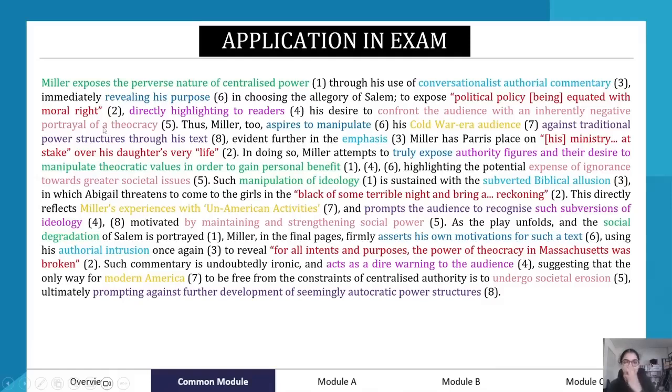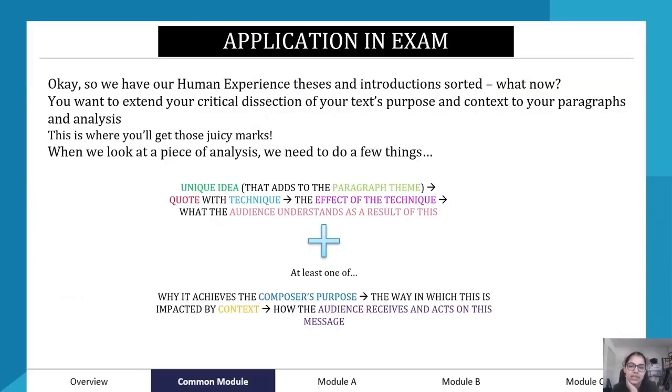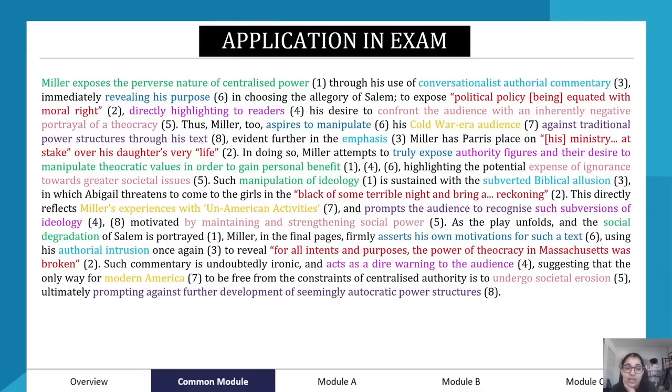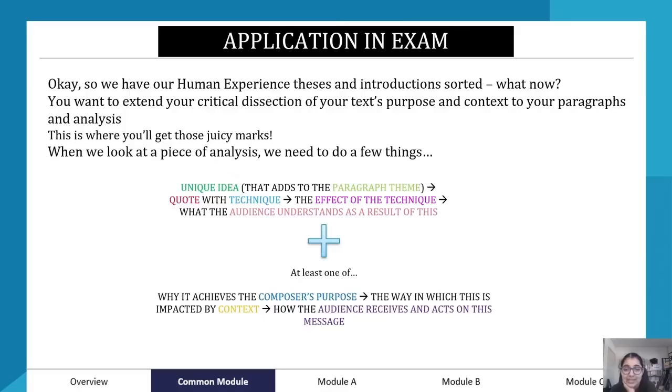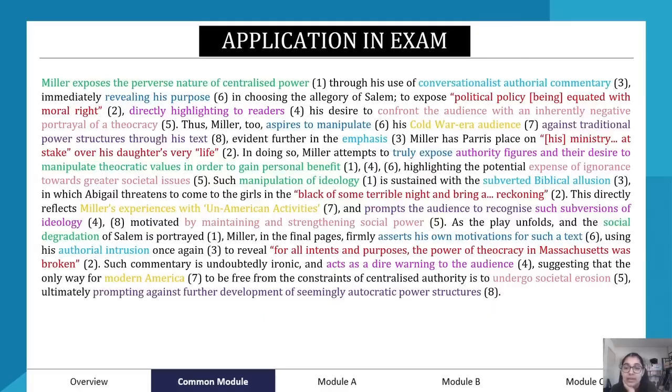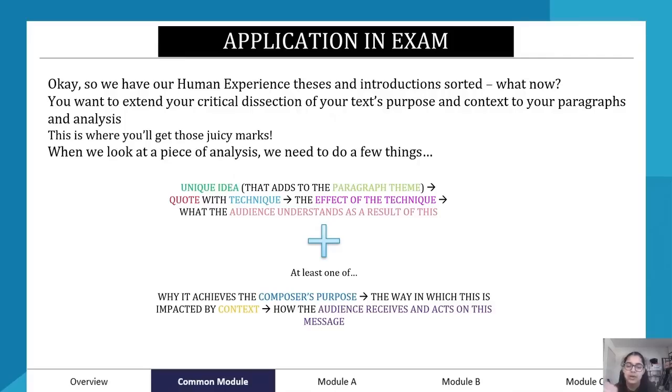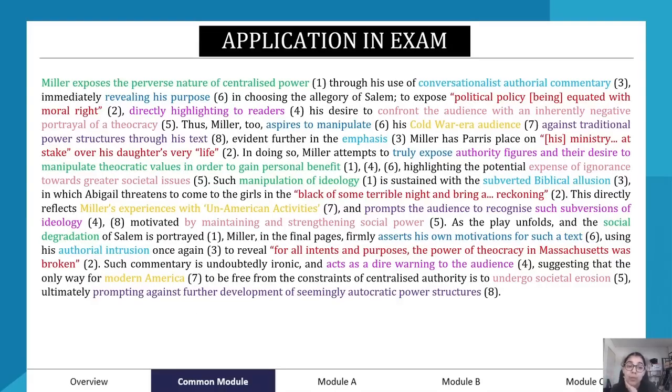Okay, let's have a look now. So this is a body paragraph. Miller exposes the perverse nature of centralized power. That's a unique idea, and I'll keep flipping through the slides so you remember the colors. Through his use of conversationalist authorial commentary, that's a technique, immediately revealing his purpose in choosing the allegory of Salem. So that's the composer's purpose: to expose political policy being equated with moral right. That's a quote. Remember, every time you have a quote, you need to talk about the technique and also the effect. That is the key.